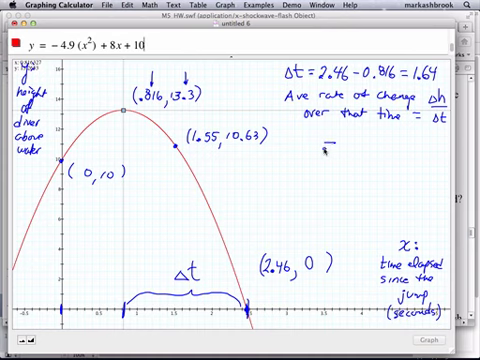So what change in height? Well, we know the change in time. What's the change in time? 1.64. What's the change in height for this change in time? 13.3. Agree? A couple people are saying it should be negative. Negative or positive?